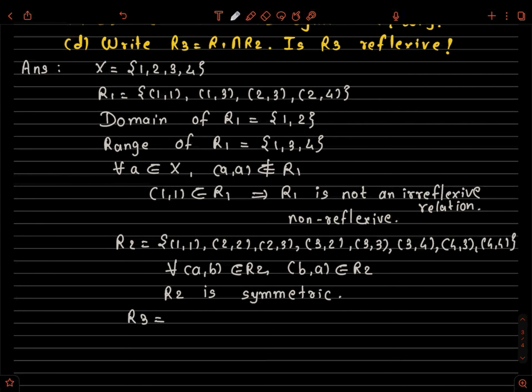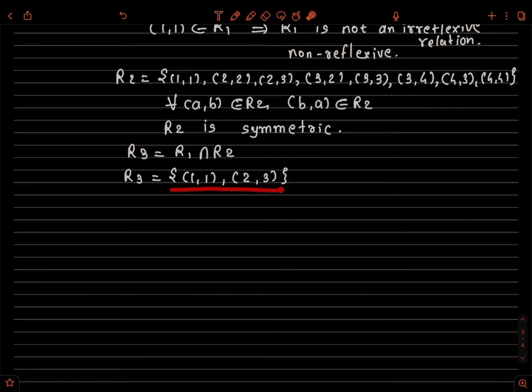Next question is R3 equals R1 intersection R2, which means a new relation R3 is defined where we need to take into consideration the elements which are common in both R1 and R2. What are the elements which are common in R1 and R2? Here (1, 1) is common in R1 and R2 and (2, 3) is common in R1 and R2. So the common elements are only (1, 1) and (2, 3). The rest of the elements are not common in both the relations. So R3 will be {(1, 1), (2, 3)}.